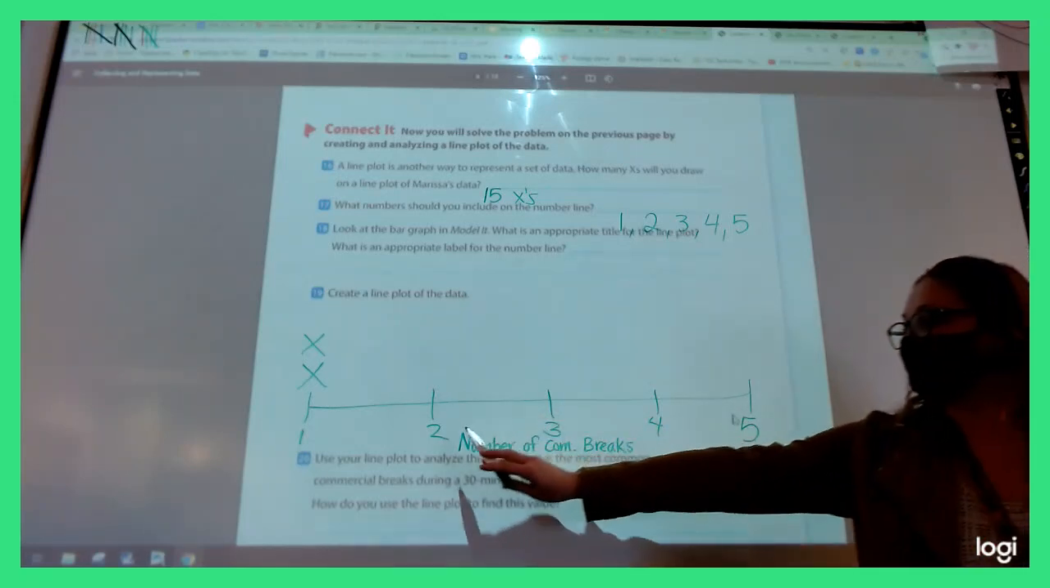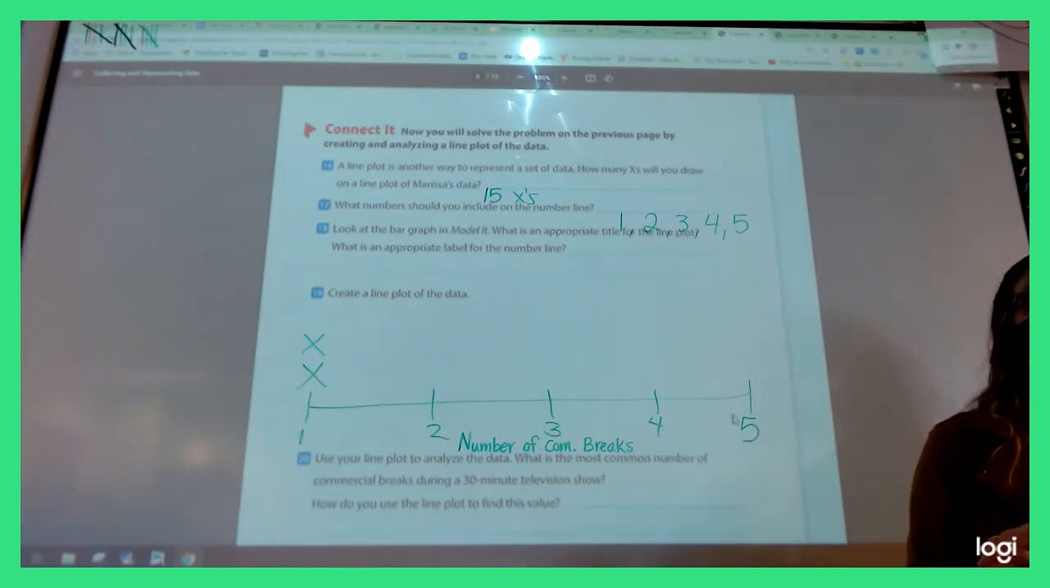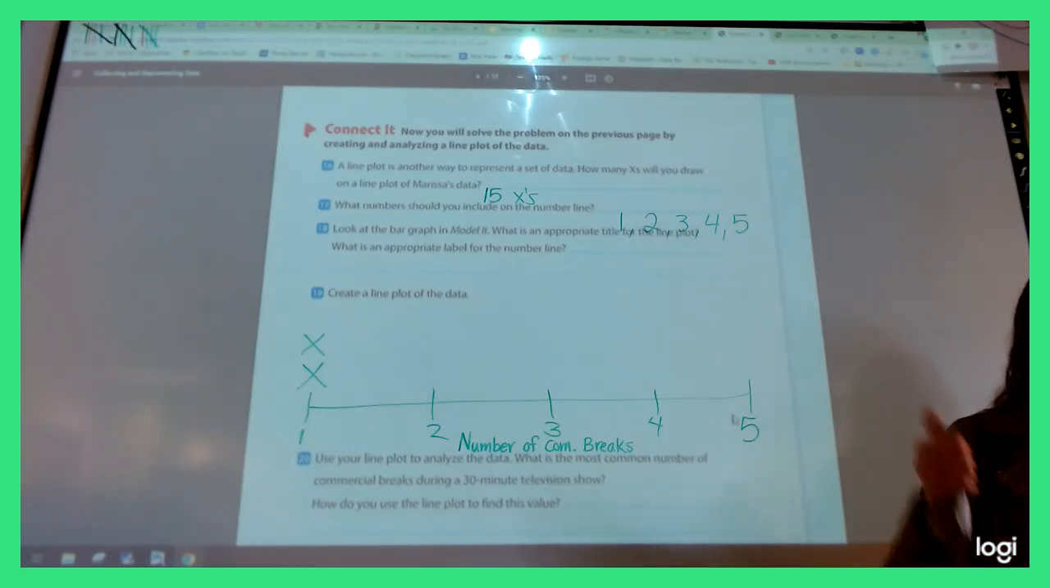How many shows had 2 commercial breaks throughout the show? This is a question every single one of you can answer, and I might call a victim. So Madeline, how many shows had 2 commercial breaks? How many shows? Can you put that paper to the side, please, also? Thank you. 2. Agreement? Thumbs up?